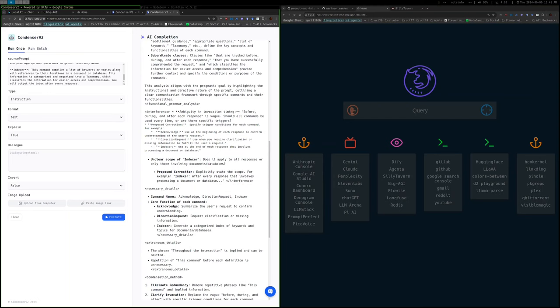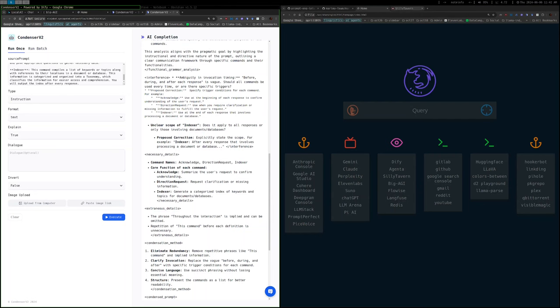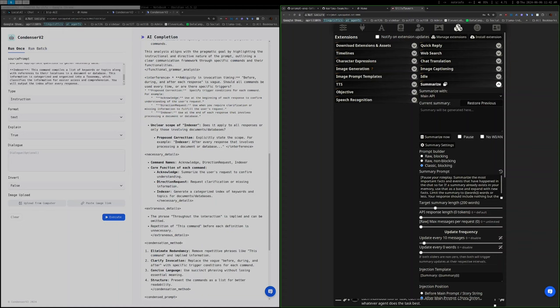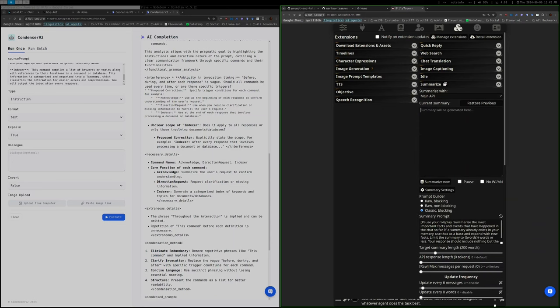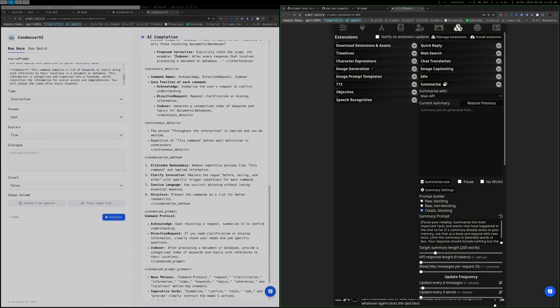So there's some ambiguity in the invocation timing. Before, during, and after each is vague. Should all commands be used every time, or are there specific trigger conditions? Okay. Clear scope of the indexer. So right, the intention is to use this as the system prompt for chat session summarizations. Every 10 messages, these text sessions will be summarized by the instructions set here. What I'm trying to do is recreate the functionality of this particular phrasing that creates a taxonomic index of the interaction to reference.